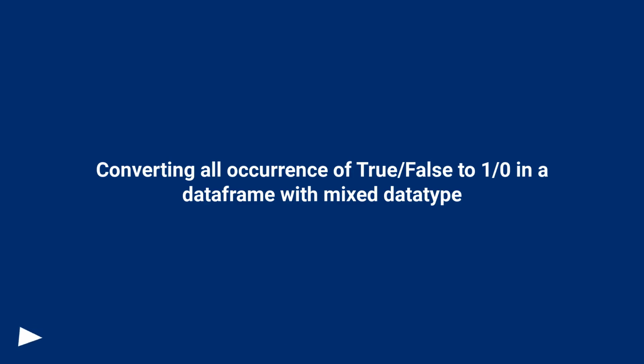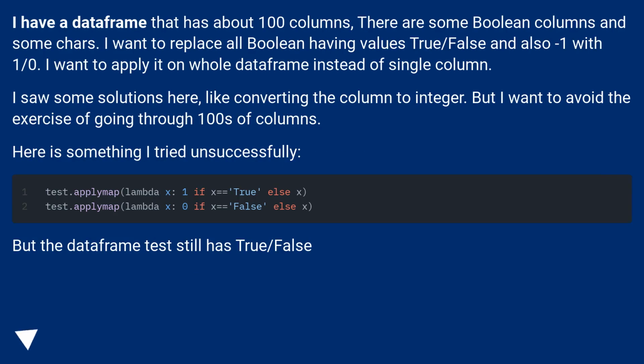Converting all occurrences of true/false to 1-0 in a data frame with mixed data types. I have a data frame that has about 100 columns. There are some Boolean columns and some chars. I want to replace all Boolean values true/false, and also -1, with 1-0. I want to apply it on the whole data frame instead of a single column.